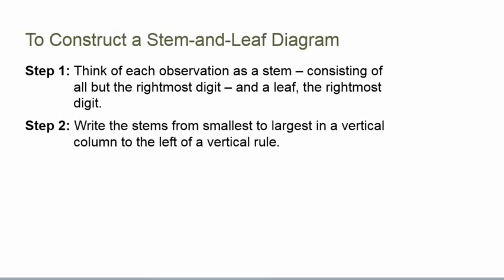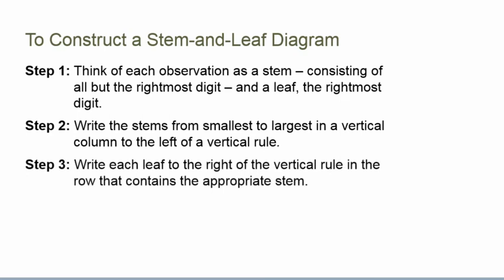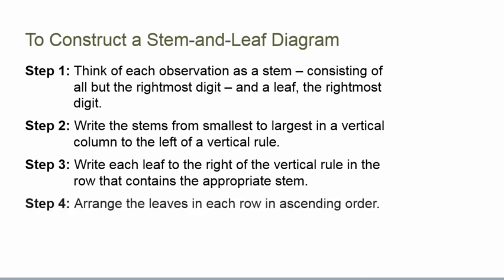Step 2. Write the stems from smallest to largest in a vertical column to the left of the vertical rule. Step 3. Write each leaf to the right of the vertical rule in the row that contains the appropriate stem. Step 4. Arrange the leaves in a row in ascending order.